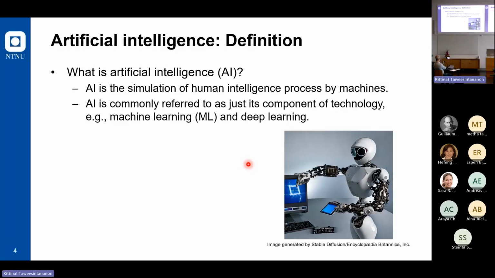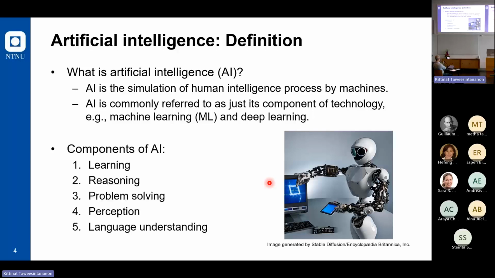Artificial intelligence. People call it AI, and it is the simulation of human intelligence processed by machines. So AI is commonly referred to as just one component of the technology, such as machine learning or deep learning that people might have heard. So actually, there are 5 key components of AI that try to simulate human intelligence.